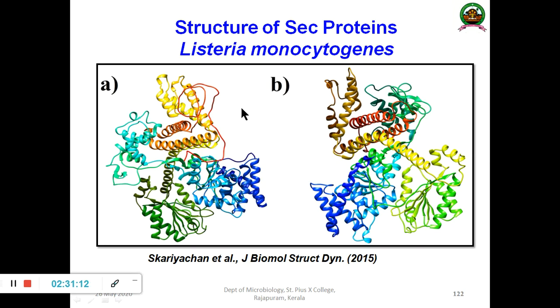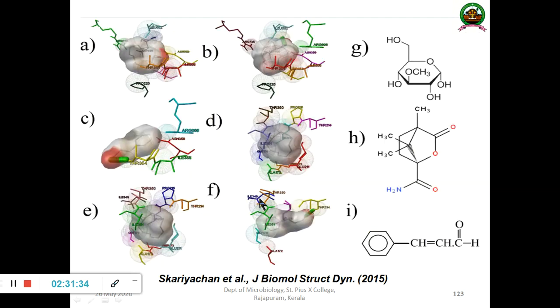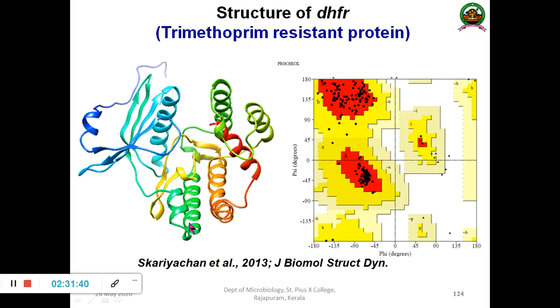And again I told you about Listeria monocytogenes, a bacterium that is a foodborne pathogen, and there are 2 important proteins, the SEC proteins, that are the target proteins. That particular target protein doesn't have a structure, and we identified the folding patterns, and there is only a very small difference between SEC K and SEC P. We have done some docking studies with some molecules and got a promising result, and again it was published in JBSD in 2015.